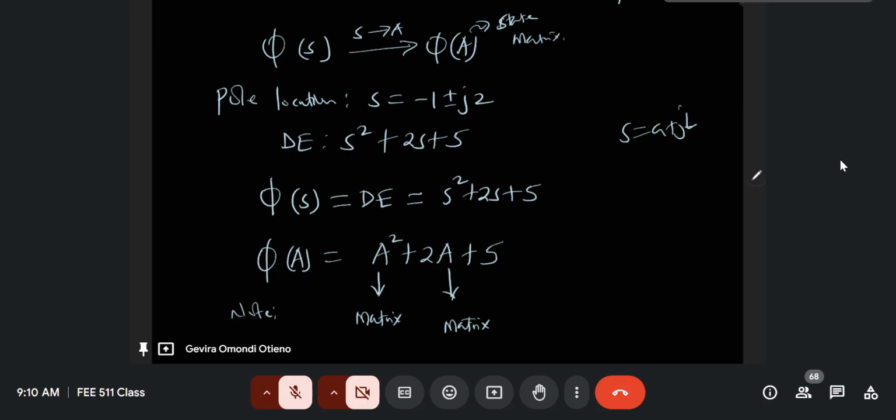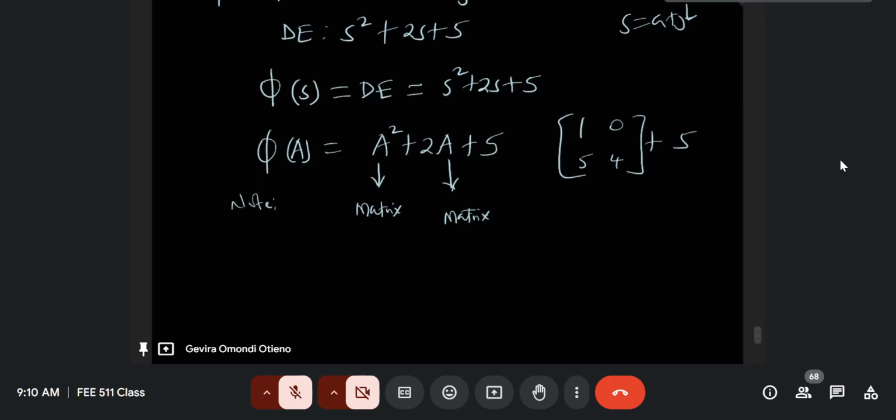Now, for those who've manipulated matrices, you can't add a matrix and a constant. I can add matrix A squared plus matrix 2A, but I can't add it to 5, meaning I can't say 1, 0, 4, 5, 4 added to 5. This doesn't make sense. This is a single element matrix. So we cannot sum them up. They must be of the same order. So how do we ensure that we add a matrix to a single element? What do we do to add a matrix to a single element? Anyone?